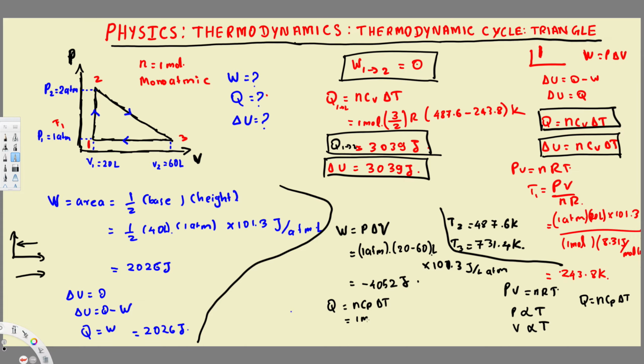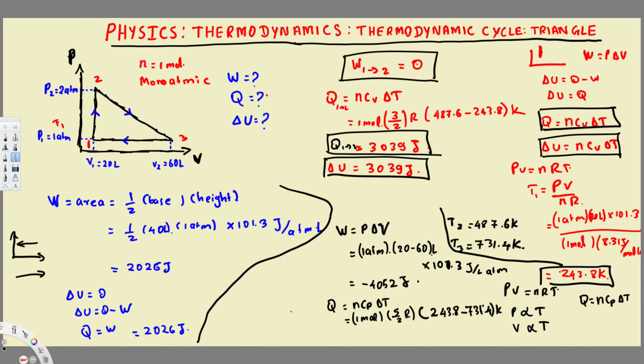So here we have one mole. CP is going to be 5/2 R, and then delta T is going to be final minus initial. So we know that T1 already. T3 we know that already here. We calculated that one. All we have to do is simply subtract. So T1, where is that? T1, here we go. This is T1, 243.8 Kelvin. 243.8 minus T3, which is right here, 731.4 Kelvin. Right? All of them are in Kelvin.